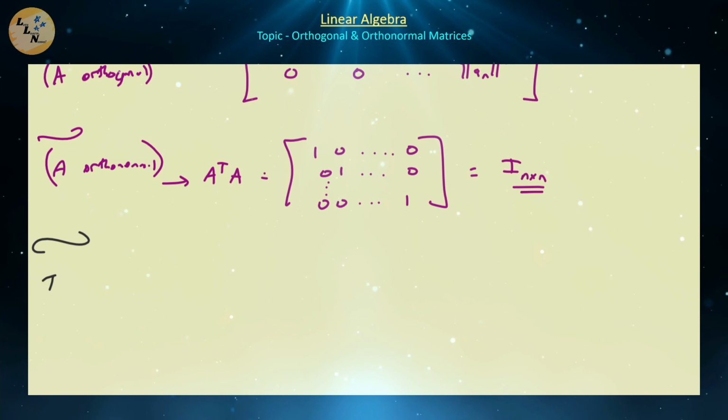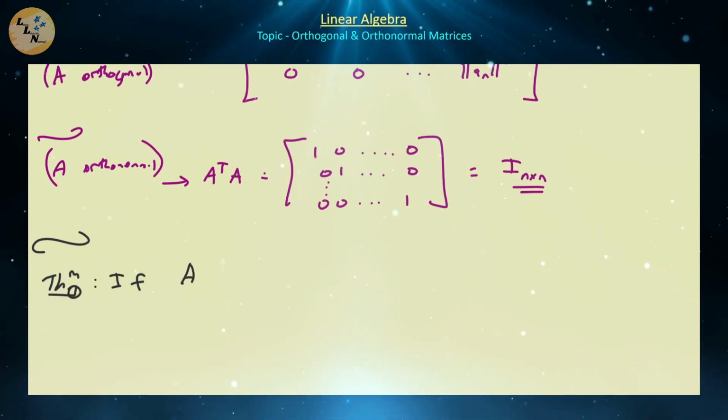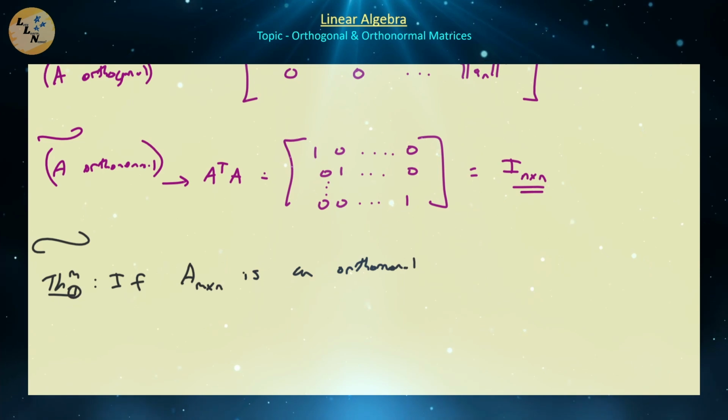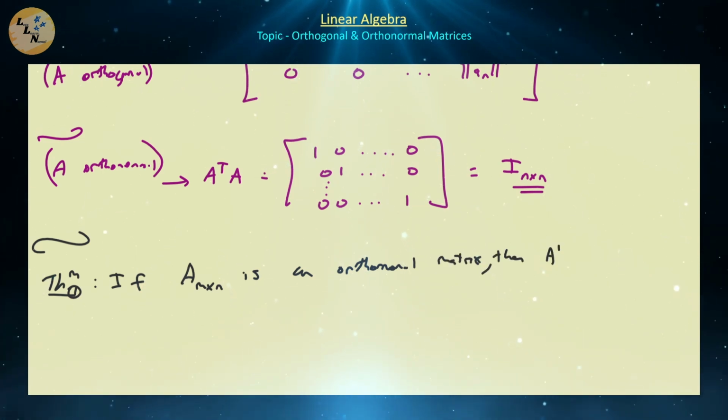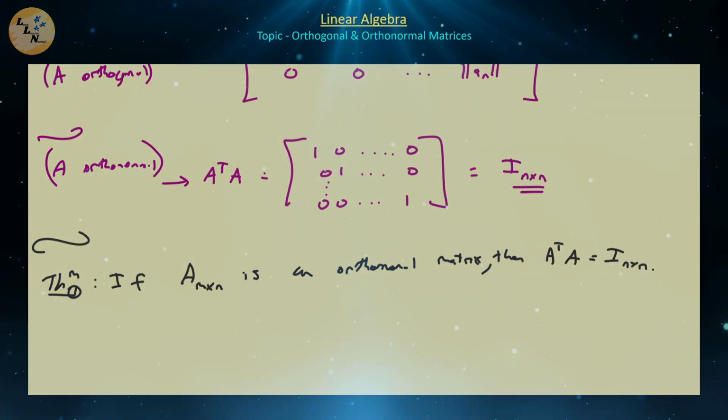So that's pretty much a sketch of the proof of the first theorem that I want to formally state here. So theorem 1. If A, m by n, is an orthonormal matrix, then A transpose A is the n by n identity matrix.